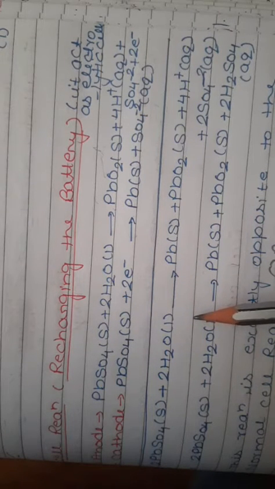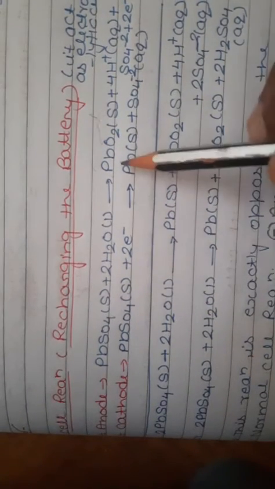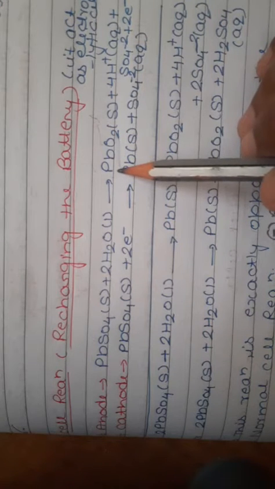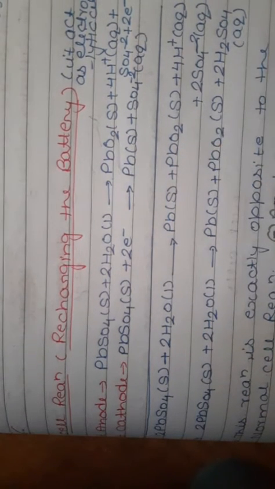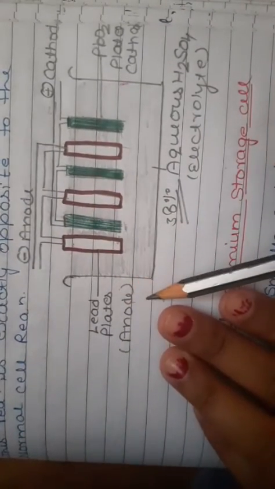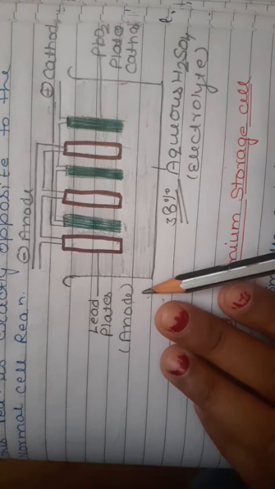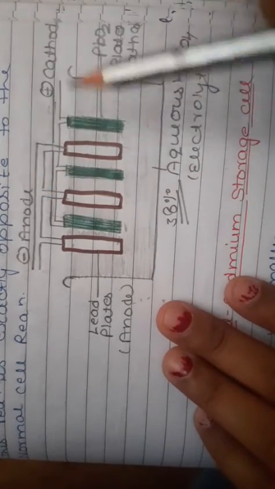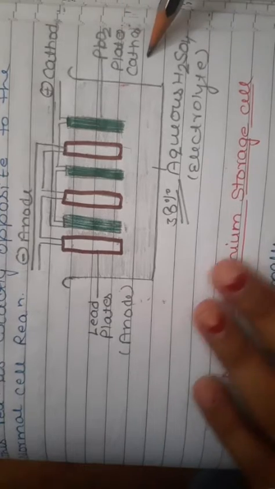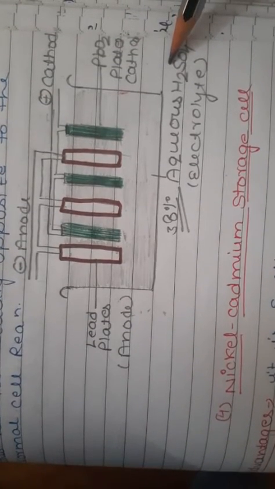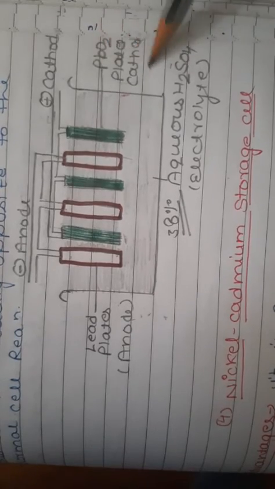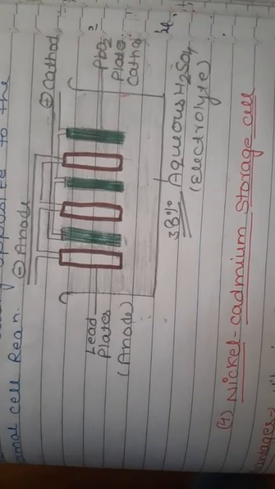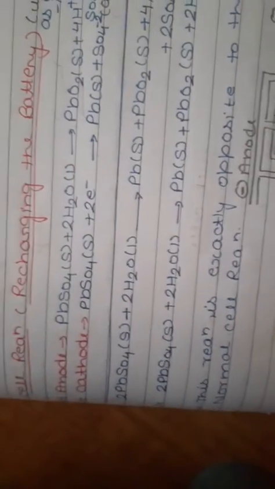Now, the lead oxide electrode is the anode, that is positively charged. Here lead oxide works as an anode, that is positively charged, and lead works as a cathode. You can see here, lead plates work as the anode, but in recharging lead plates work as a cathode, and these lead oxide plates, which worked as a cathode in discharging of the cell, now work as an anode. And what are the cell reactions?